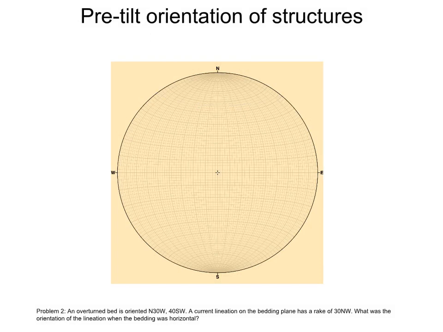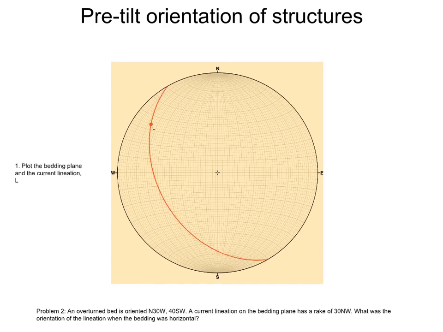Here is one example: an overturned bed is oriented north 30 west, 40 southwest. A current lineation on the bedding plane has a rake of 30 northwest. What was the orientation of the lineation when the bedding was horizontal? This kind of problem is very important because we cannot report the direction of the current lineation as it is today on the overturned plane. We need to rotate the plane back to its original horizontal orientation, and the lineation with it, to determine the orientation of the current that deposited the bed.